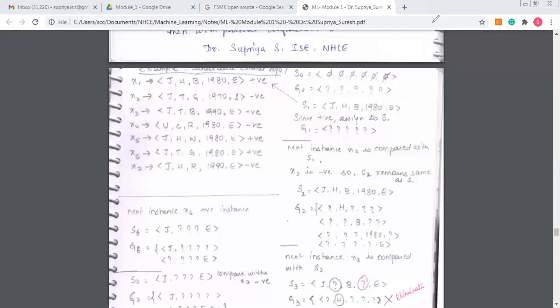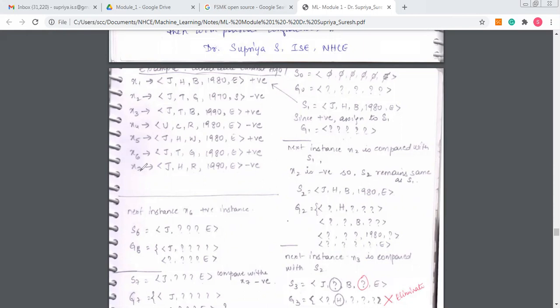So today we'll solve a problem with respect to the candidate elimination algorithm. The input instances are here, x1 to x7. The database is related to a car company. J represents Japan. The model of the car is Hyundai. The color is blue. It's a 1980 model and it's an economy car, and the instance is positive.